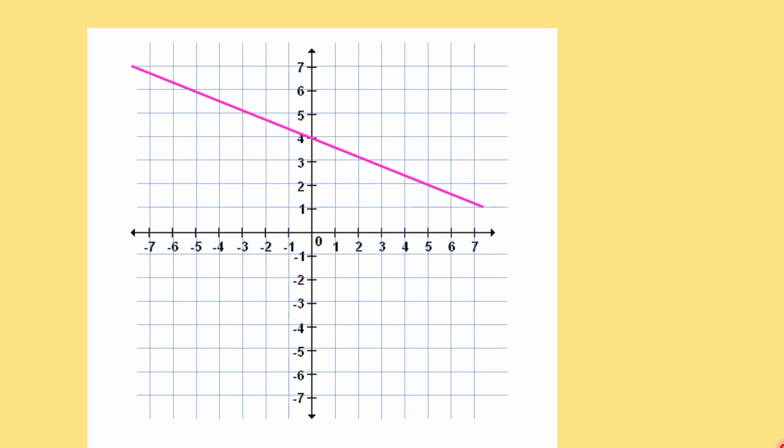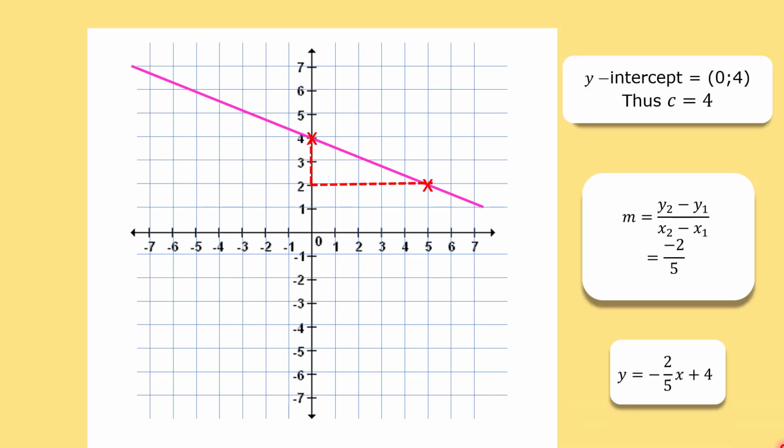We know this has got a negative gradient. We know the y-intercept is 4. So if we use 2 points, any 2 points, and we take the vertical change, we see it's down and right. Or we can say it's left and up. Whatever we say, one of the values will be negative. So negative 2 divided by 5, negative 2/5 x plus 4.